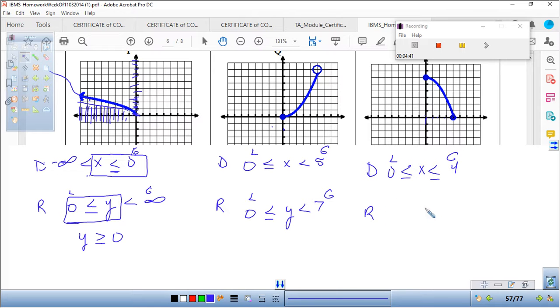Range, I'm going to go y values, and it's going to be here. Again, they're both included, you can just tell. And it goes from 0 to 1, 2, 3, 4, 5, 6. From 0 to 6.